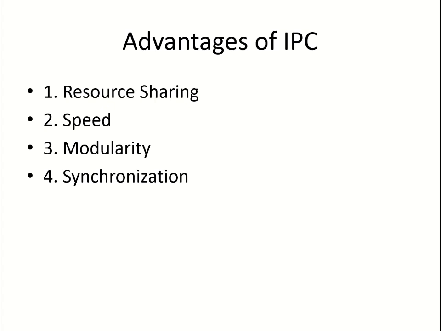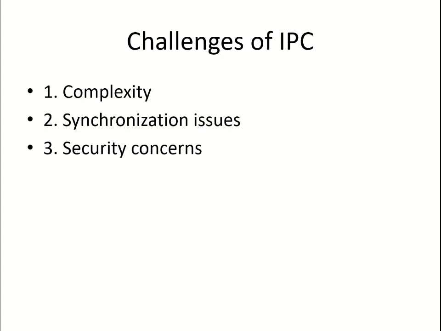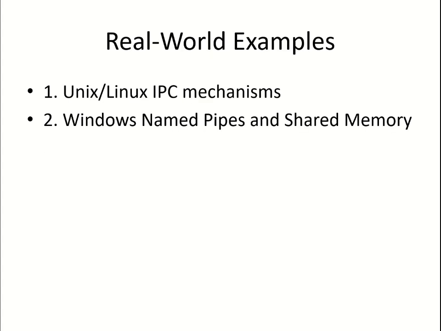And next, advantages of inter-process communication. Some of the advantages are resource sharing, speed, modularity, synchronization. These are some of the advantages of inter-process communication in operating system. And the challenges of inter-process communication: complexity, synchronization issues, security concerns. Real world examples. First, Unix and Linux inter-process communication mechanisms, and next, Windows named pipes and shared memory. These are the real world examples of IPC.